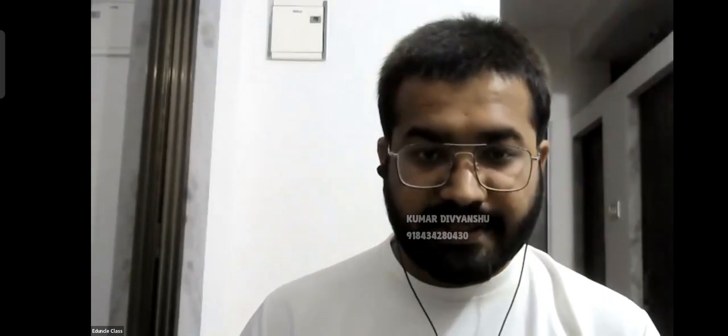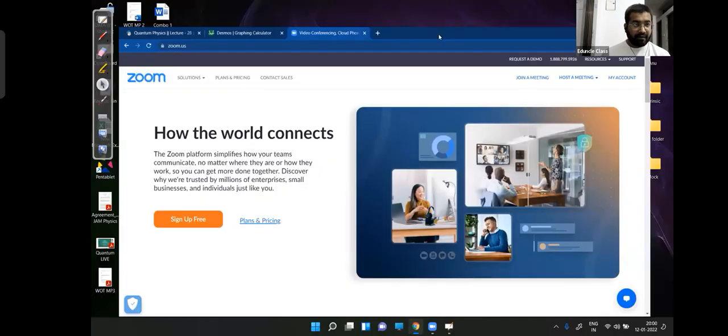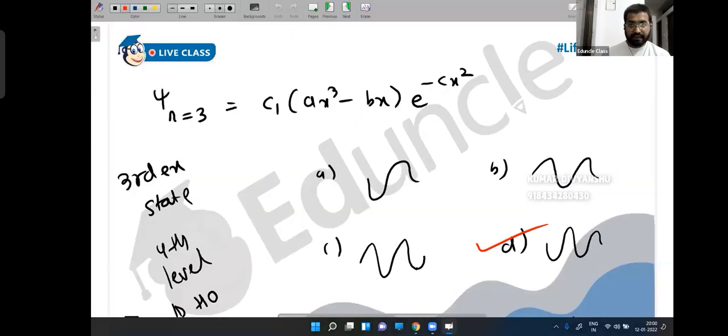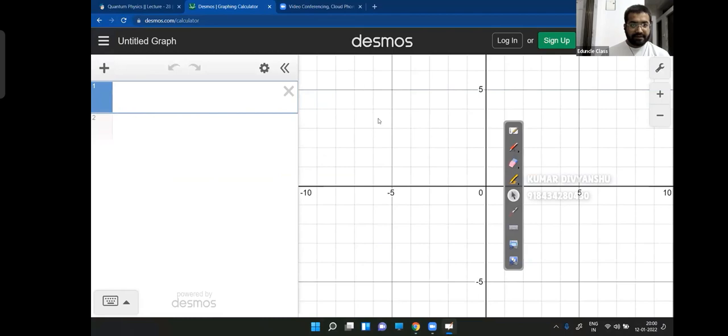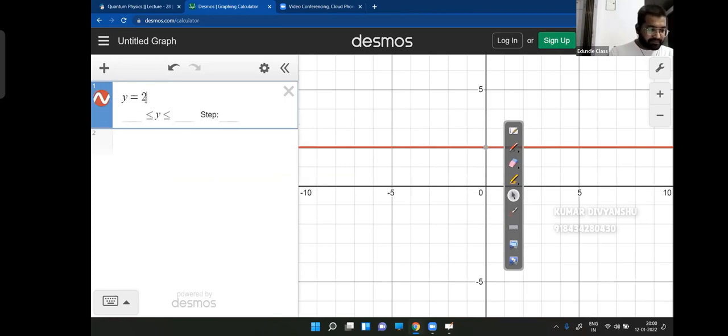Okay. So let me share the screen. Are you able to see Desmos, people? Okay. So let's write the equation. I will write psi as y equals C1, let's give any value to C1, suppose 2, into bracket.